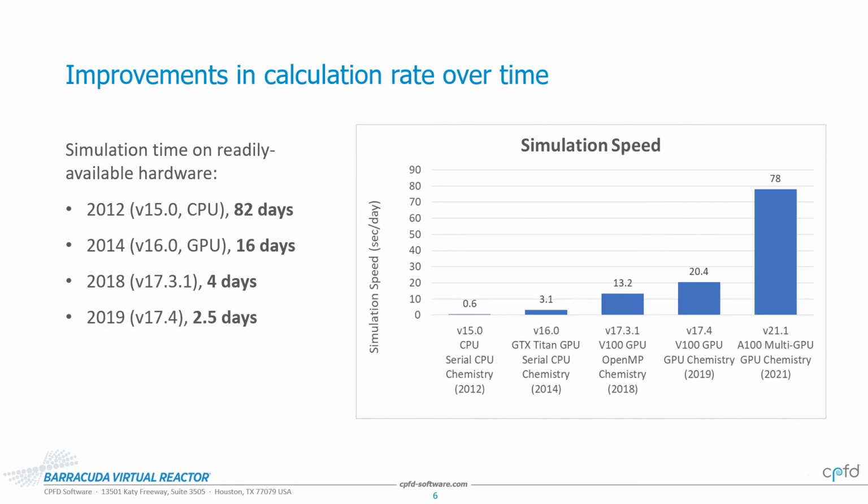In 2019, there was a significant change when GPU chemistry was added, and we're down to 2.5 days. And then now with 21.1 on an A100, the same model is running in under 16 hours. So, I mean, 10 years, it's been a lot of time, but significantly different and improved runtimes, we'll say.